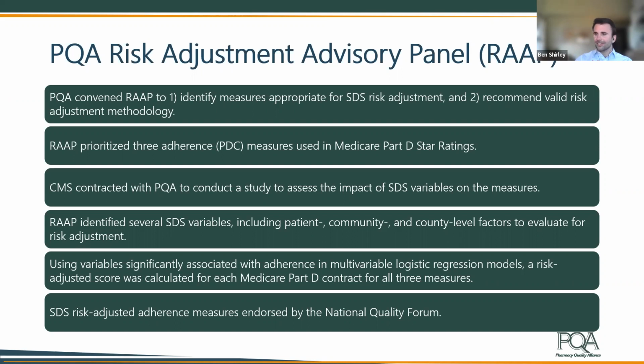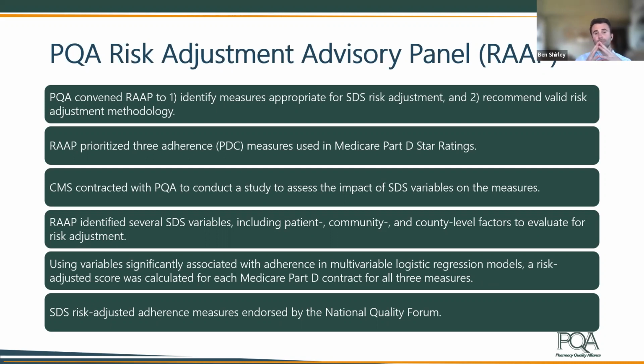And to get slightly technical, maybe just for a sentence, essentially what was done was that the RAP used variables significantly associated with adherence in a multivariable logistic regression model. They then used those values to calculate a risk-adjusted score for each Medicare Part D contract for all three measures separately. And essentially what that means is that PQA and the RAP looked at conceptually related variables, identified which ones are empirically related, and then created a model and scores based off of that.